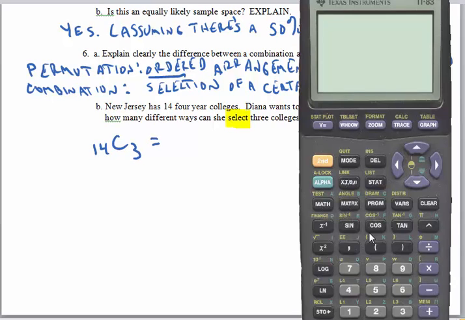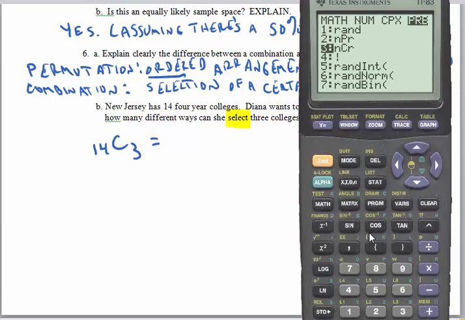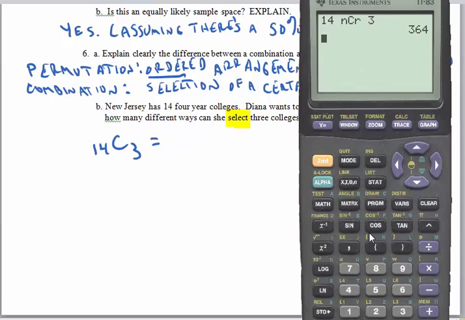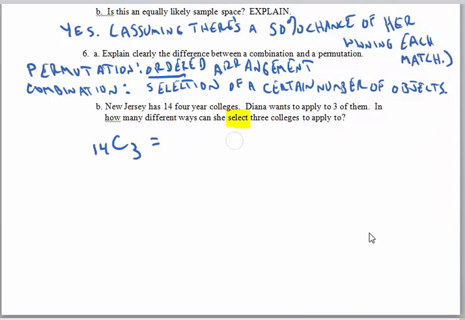And if I do it on the calculator, I would just enter 14 nCr 3, and I would get 364. So it's 364. If you don't have that button on the calculator, remember how to find the combination. It's 14 times 13 times 12 over 3 times 2 times 1. And that will give you 364.